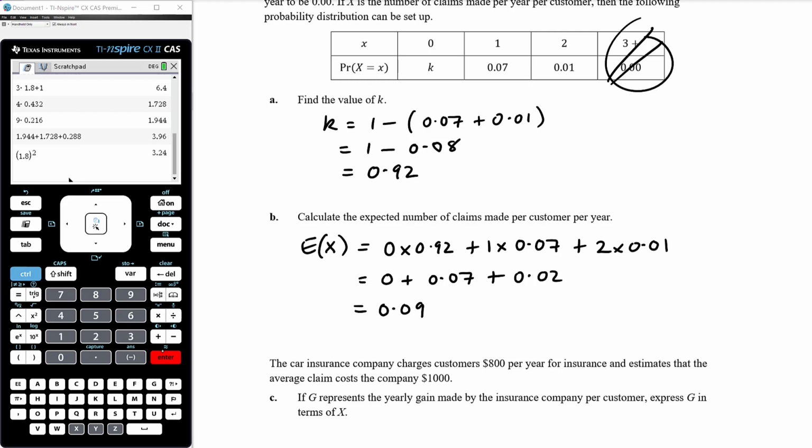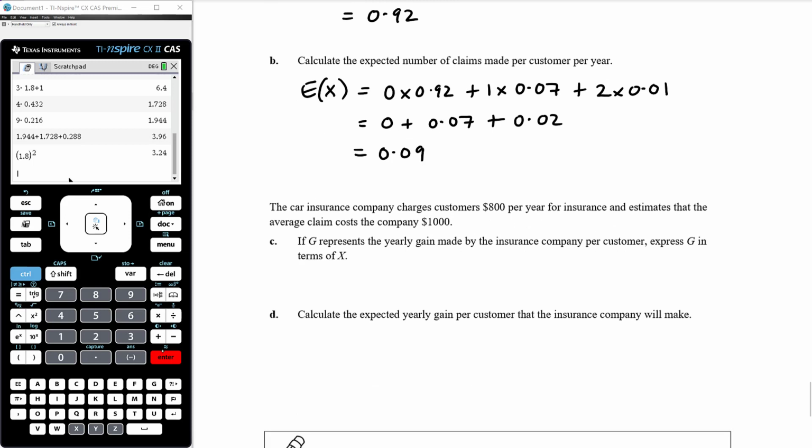Now we don't round that off. We're not suggesting that any one customer makes 0.09 claims. We're saying that's an average value per customer. So we could then work out, well, that would mean that per 100 customers, on average, they would make 9 claims a year. Okay, per 1,000 customers, on average, they would make 90 claims per year.